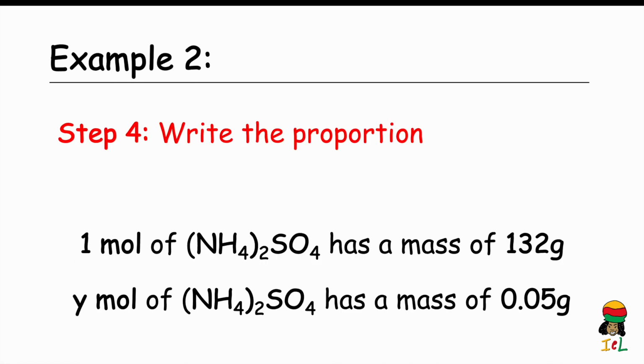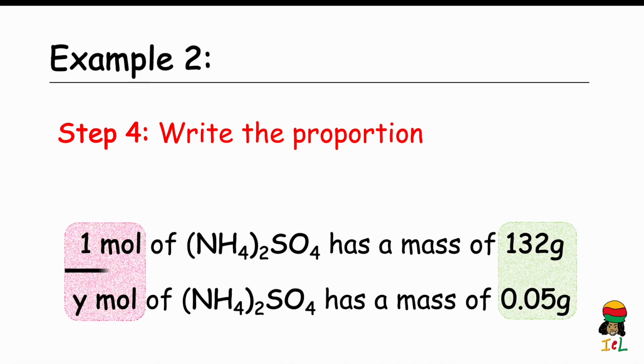Now we get to step 4, where we put our proportion statements together. 1 mole of ammonium sulfate has a mass of 132 grams, and Y moles of ammonium sulfate has a mass of 0.05 grams. Now, it's very important to note that when you are writing your proportion statements, both statements must be written in the same fashion. So if you start with moles and end with grams for the first statement, then the second statement likewise must start with moles and end with grams.